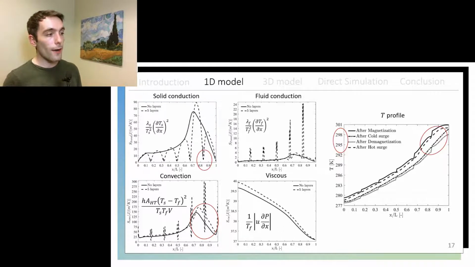And then finally we have the generated entropy by viscous action, and that would increase because of the regenerator working at a larger temperature span, so it would have more points working at a lower temperature, which means higher viscosity for the heat transfer fluid.